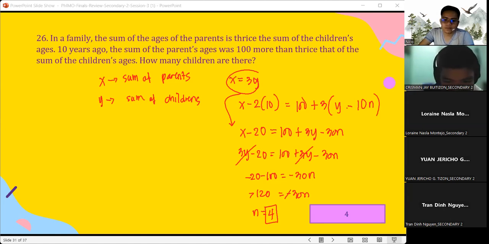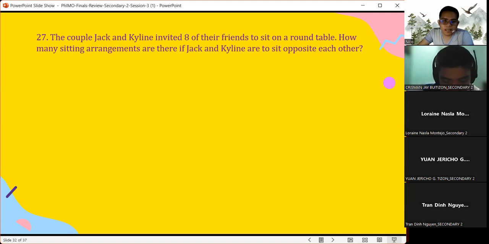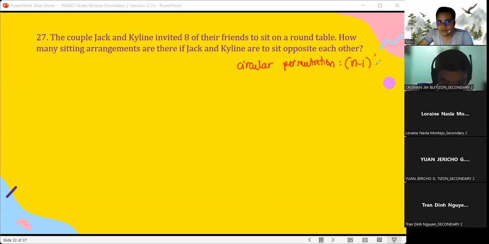Okay. Next question, number 27. The couple, Jack and Kylene, invited 8 of their friends to sit at a round table. So this is what you call circular permutation, right? Because it's on a round table. So that is n minus 1 factorial. Since there are 8 of them, 8 minus 1, which is 7 factorial. But the question here is how many sitting arrangements are there if Jack and Kylene are to sit opposite to each other?